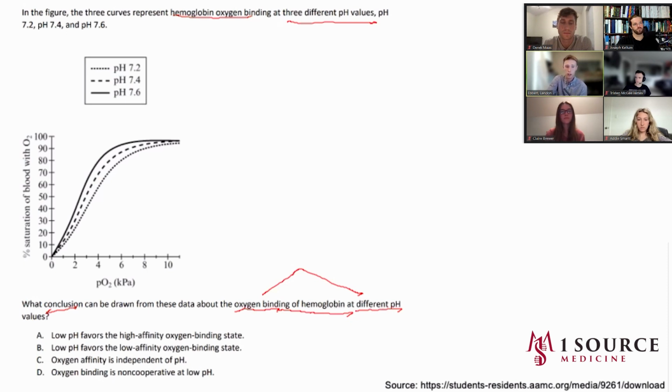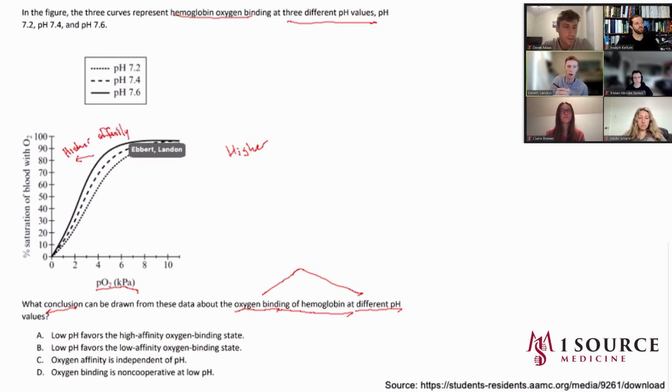So first, when we're looking at the graph, we want to look at the axes. The first axis is the x-axis, which is the partial pressure of oxygen. The second axis is going to be the percent saturation of blood with O2. If we want to know about the oxygen binding of hemoglobin, we know that if it is in a higher affinity state, that means that at lower partial pressures of oxygen, meaning there's less oxygen there, it'll have a greater saturation of blood with O2. In other words, if a curve is shifted to the left, it's going to be a higher affinity.